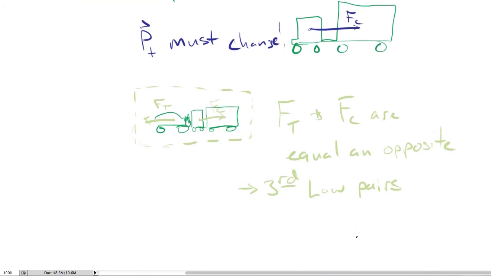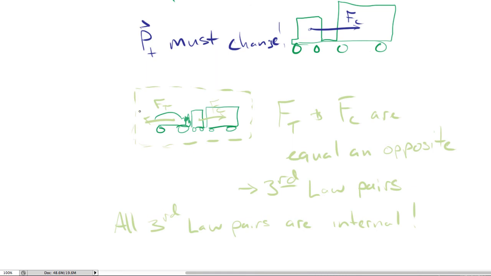And so what you can do is, if you can draw a system and you can identify the third law pairs, then those must be internal forces. So all third law pairs are internal. That's not to say that up here in our picture, the force on the truck, F sub c, is not still a third law pair with F sub t, the force of the truck on the car, but we're not accounting for them in the same picture. We've separated the truck and the car. Now we're looking at the truck and the car as one system.